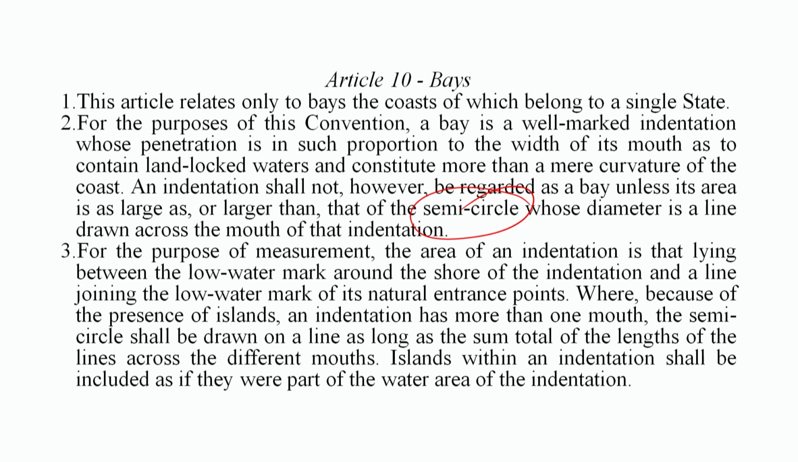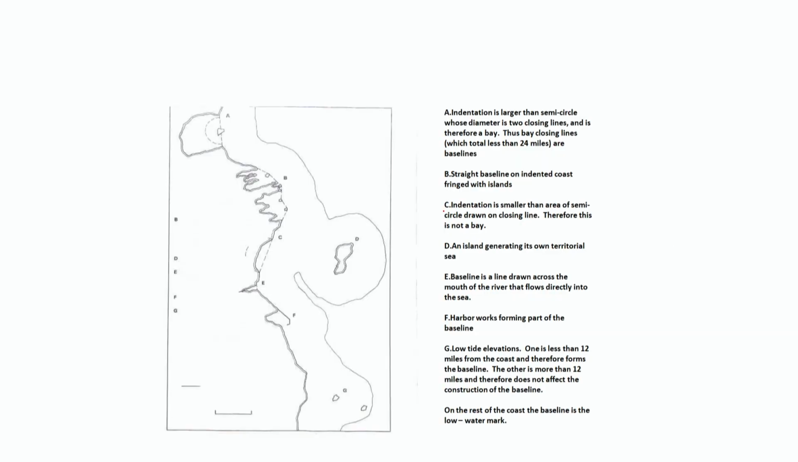I can show you one more map. This area is the bay area. Here you can see that there is a deep indentation, and from these two ends the straight line is drawn that shows how the division can be made between different states, and we can see that it's more than a semicircle area. So that is how the bay area is defined, which is also written here. The bay area and indentation is larger than a semicircle, whose diameter is the two closing lines.